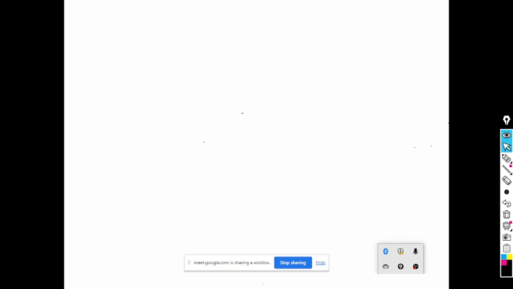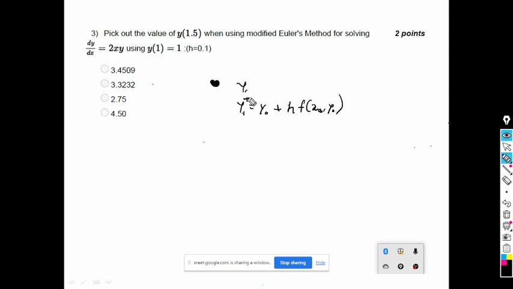This you will get as y1 star. Now the actual y1 value will be given by what? y naught plus h by 2 times f of x naught comma y naught plus f of x1 comma y1 star.